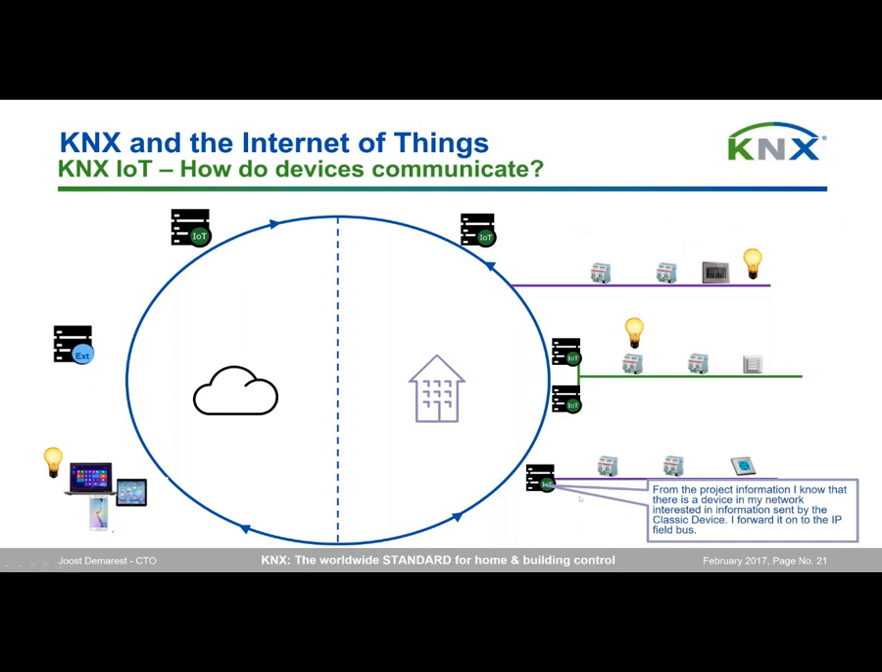On this Thread field bus IP system, this border router could also, from the project information, know that there is a device in this network interested in the information sent by the classic device, so by this sensor. So it would forward this message on to the IP field bus.